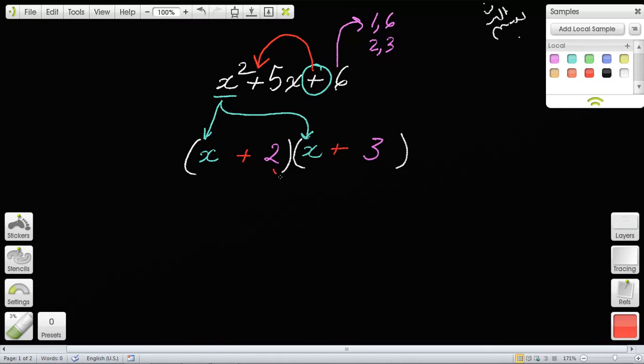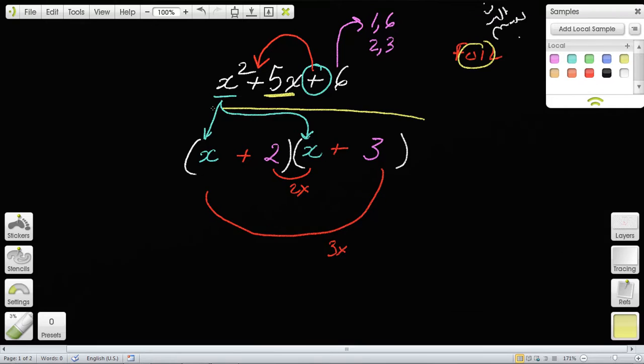Then you check the outer and inner. The outer is 3x, the inner is 2x. That's the OI. The OIs are like terms. They have to add to give you 5x. So 3x plus 2x is 5x. So this will factor out to that. So that's the answer. That's how you factor.